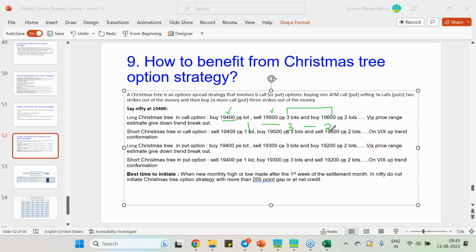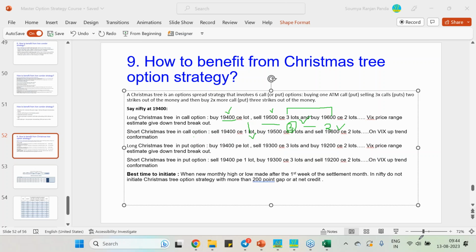So have a look at why this Christmas tree strategy is important. First, it is distributing your theta. The lots are neutral. The distribution is such that only the middle lots are concentrated, the middle one you either buy or sell. With a lower strike, an upper strike, and a concentrated middle strike, it is called a distributed theta and distributed delta model. So delta is also distributed, theta is also distributed.